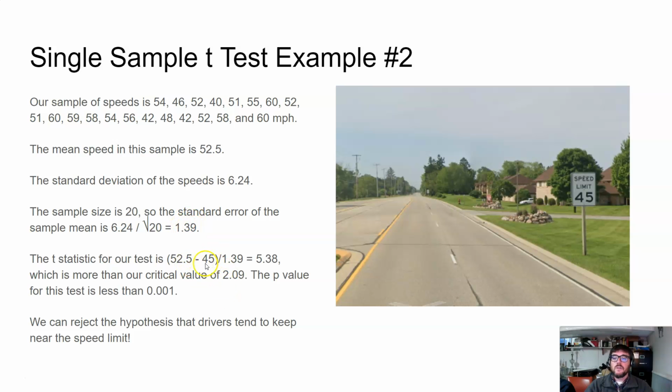So now 52.5 minus 45 is like 7.5. Divided by 1.39 gives us 5.38. So that is, in fact, more than our critical value, which was 2.09. And, in fact, it's much more. The p-value for this test is less than 0.001. We would not expect to see this result if we drew random samples from a normal distribution with a mean of 45 and a standard deviation of 6.2. We would not expect to see this mean in a sample of 20 samples, even if we did it 1,000 times. So we reject the hypothesis that drivers tend to keep near the speed limit.